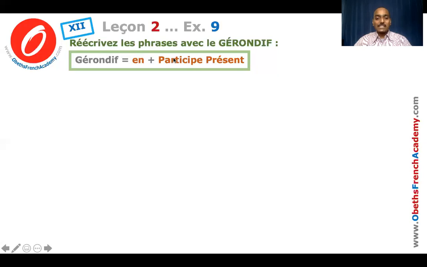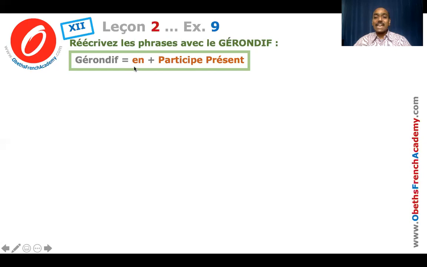So how do you get your present participle? We need to go to the nous form of the present tense, remove ons, and then add ant. I repeat: first, you go to the nous form of the present tense. Second, you remove the ending ons. And third, you add the present participle ending ant. Just put the present participle after the expression en and you will get the gérondel.